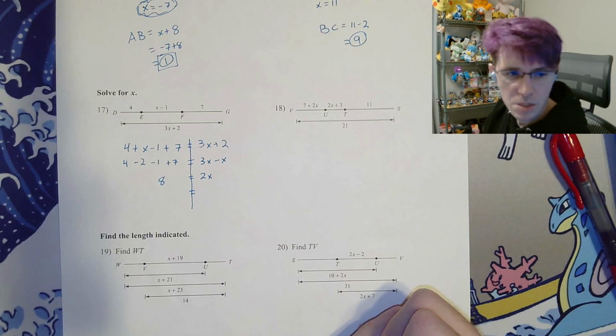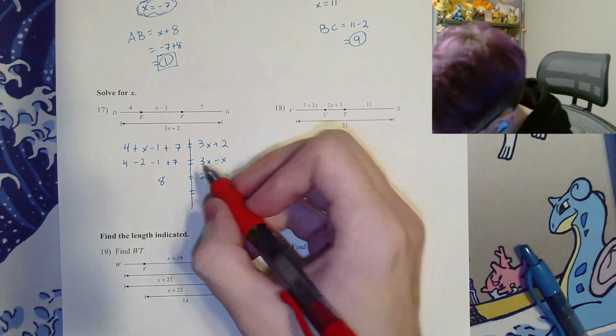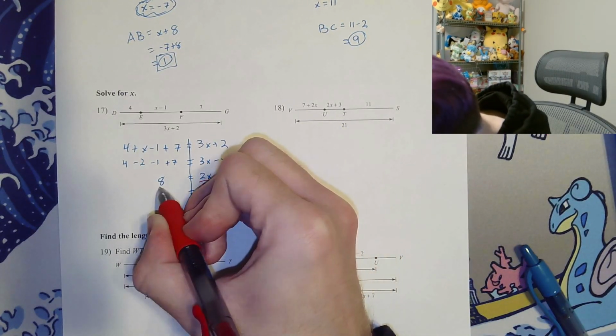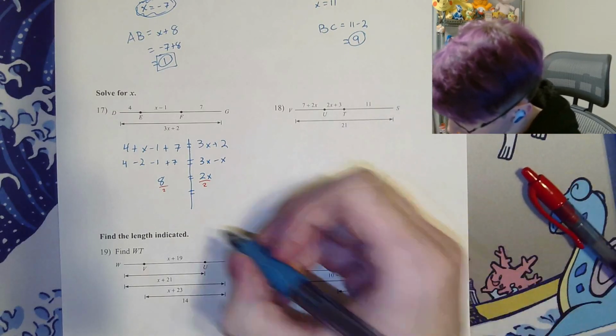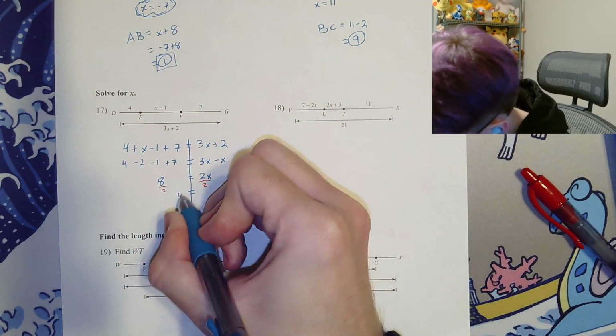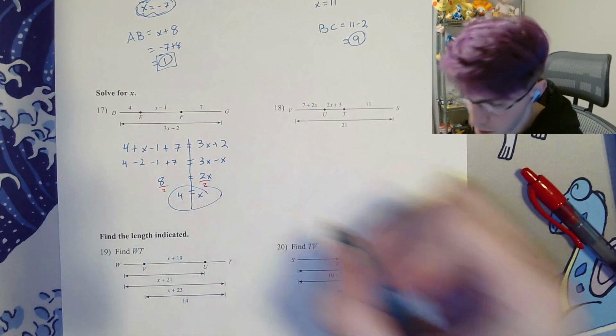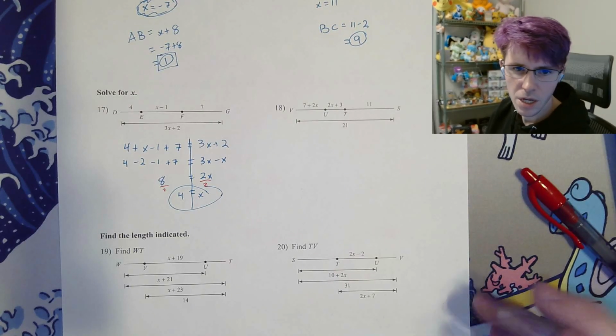I'm dividing both sides by 2 now. And again, I'm trying to show that maximum work. So we're actually going to show that divided by 2. Final answer. It does say solve for x, so I'm done. Beautiful. 4 is equal to x.